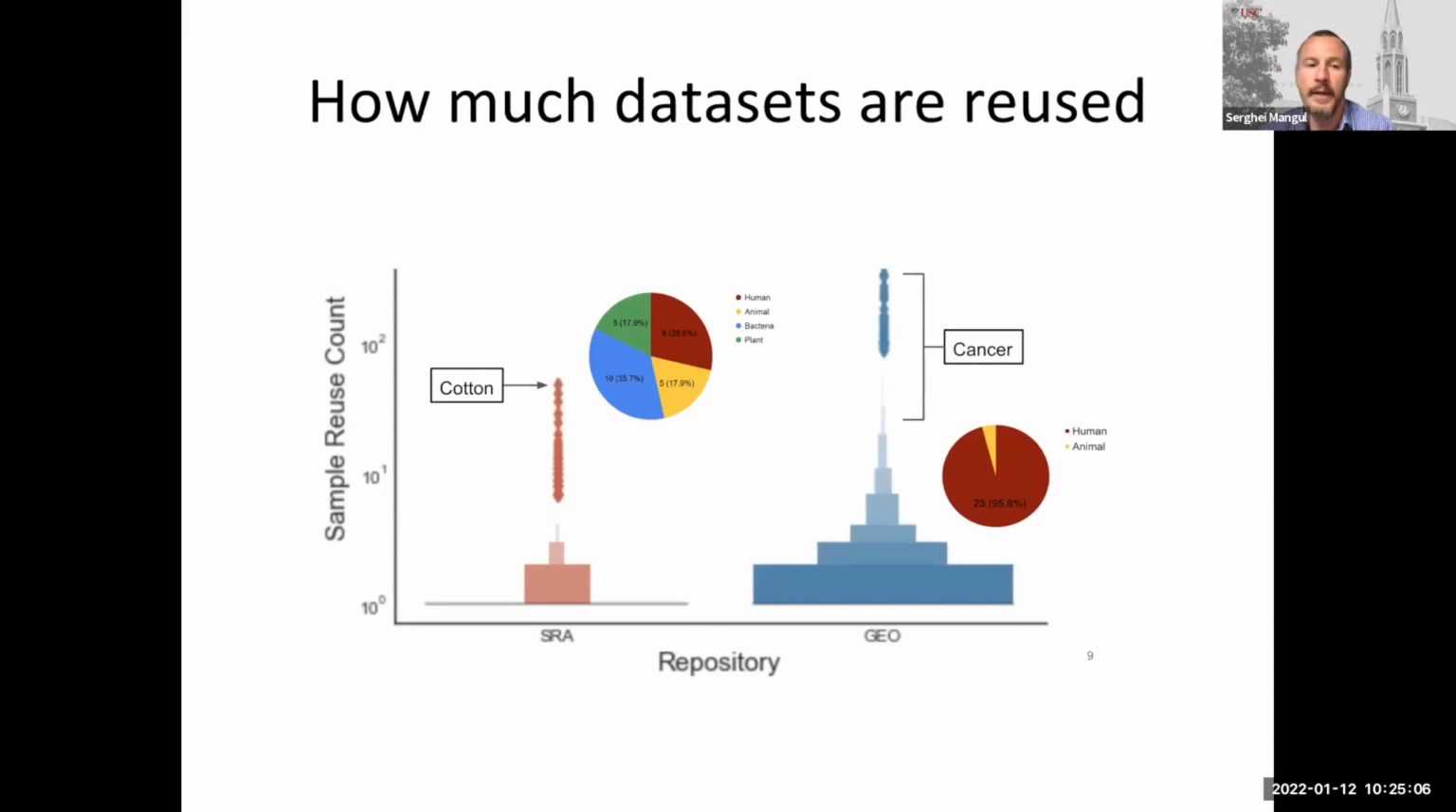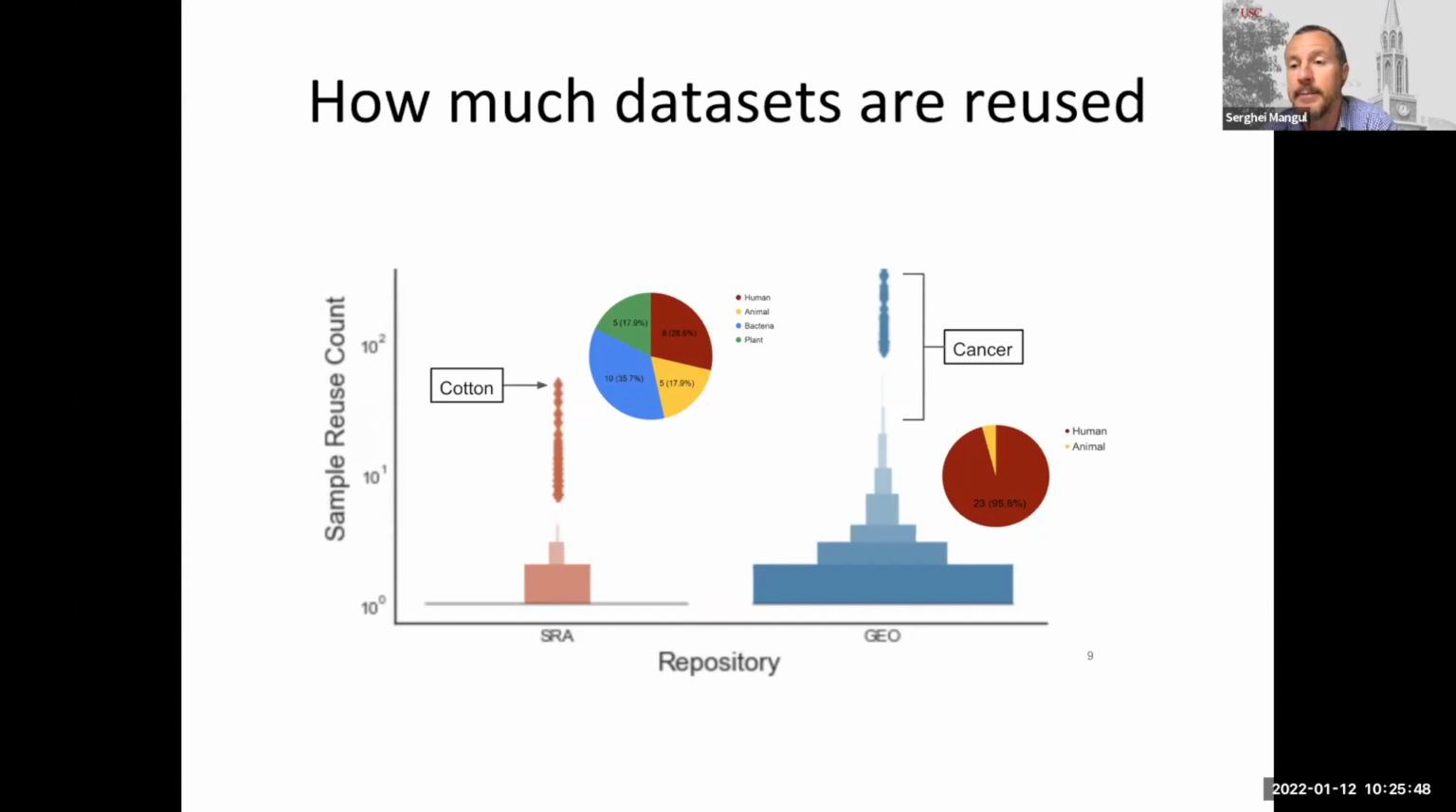Also, if you think about superstars, meaning the data sets which are constantly being reused, you can see here that some data sets are used hundreds of times. Why is that? We don't know exactly yet, but I think it comes with the disease. For example, the most reused data sets in gene expression are cancer; certain cancer cell lines are constantly reused. For SRA, it's less clear. The top ones were cotton, somehow, and we don't know why.